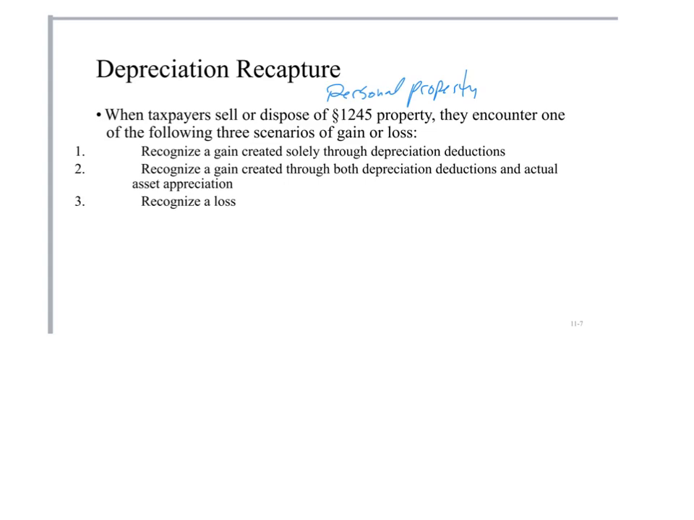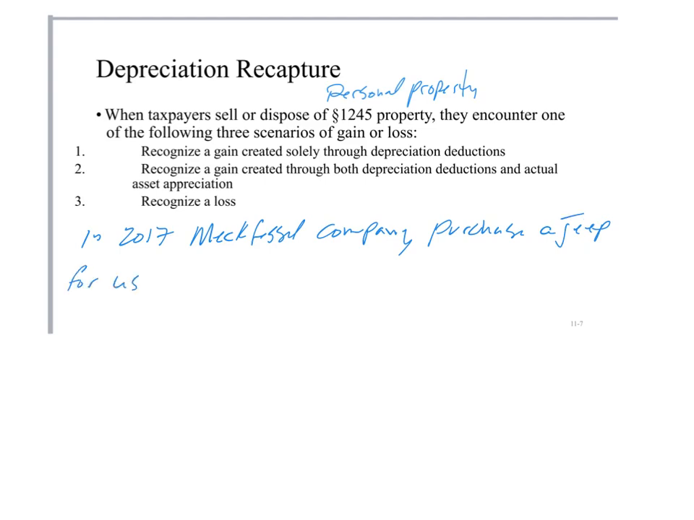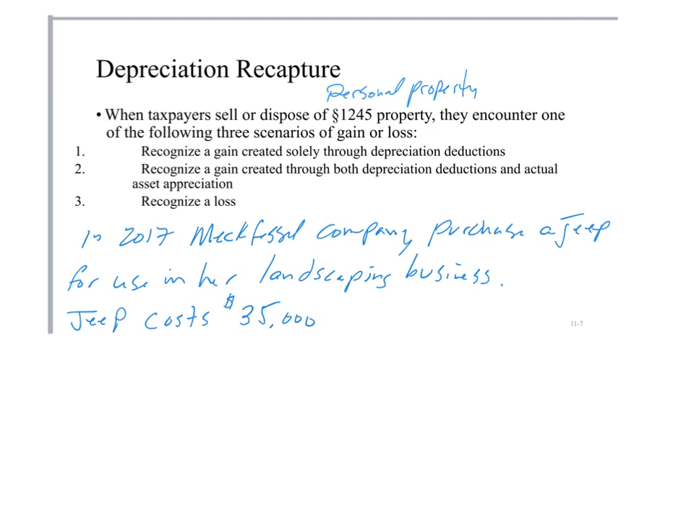So I'm going to talk and write here. So we're going to assume in 2017, McFessel Company purchases a Jeep for use in our landscape business, all right? Jeep costs $35,000, okay?